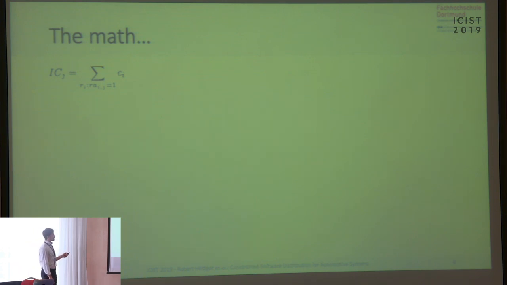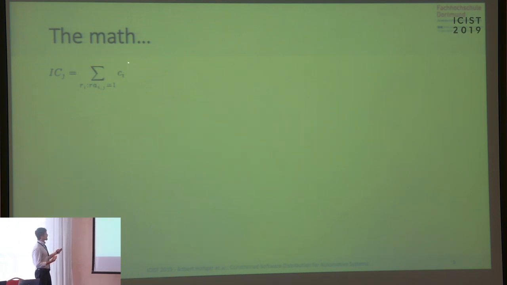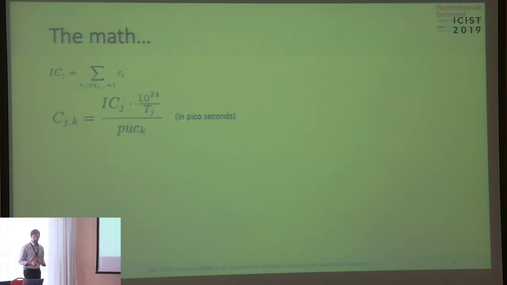So we have, of course, the instruction count for a task, where J is the index for a task, and I is the index for a runnable. So the instruction count for a task is basically the sum of all instruction counts for all the runnables that are within the task, which is derived from RA, which stands for runnable allocation. So runnable allocation is just a binary matrix, and if it equals 1, then runnable I is mapped to task J. Okay? It's pretty easy.